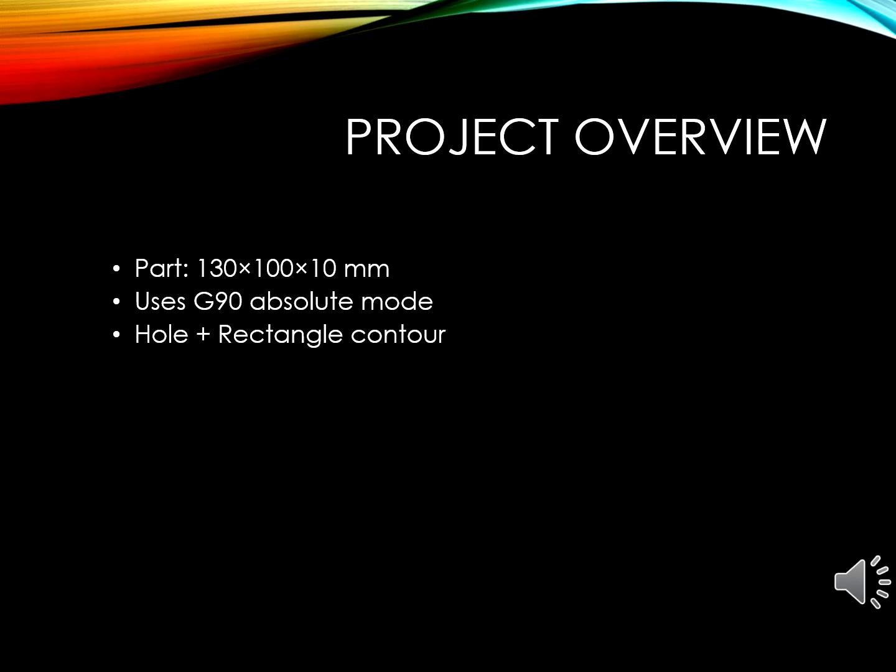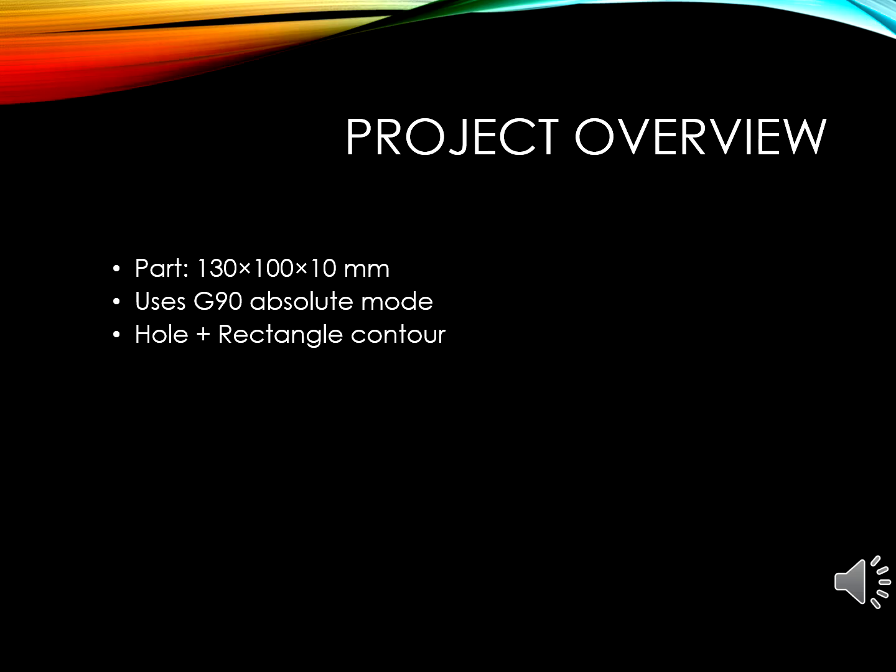What this project is about. This project focuses on machining a simple block with one circular hole and an outer rectangular contour. The material size is 130 mm by 100 mm, with a thickness of 10 mm.